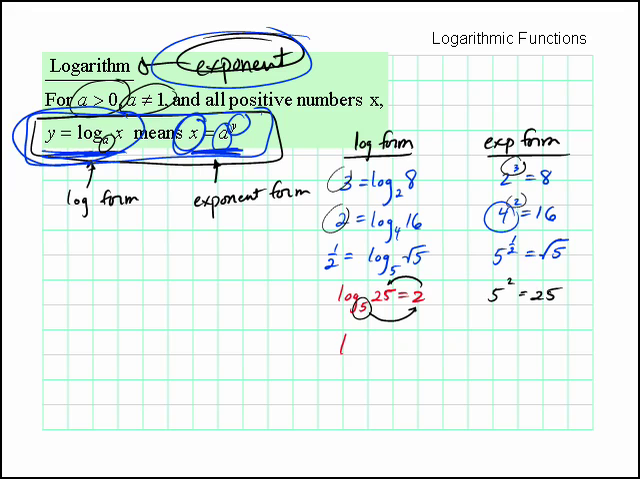Here's another one. Log base 8 of 8 equals 1. If I write that in exponent form, that's 8 to the 1st power equals 8. And here's one more. Log base 5 of 1 equals 0. If I write that in exponent form, it's 5 to the 0 power equals 1.